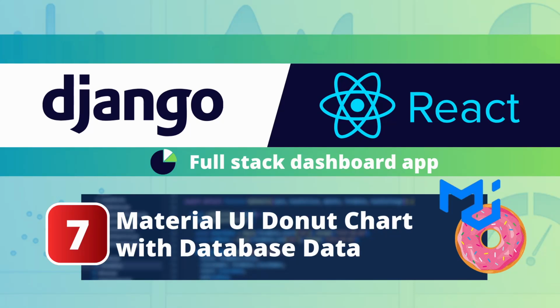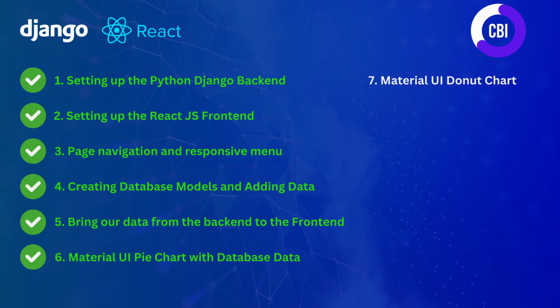In this tutorial series we're creating a Django and React dashboard application in which users can see the data of the database displayed in various types of charts. This is not the first video in this series. In fact, we've already done 6 before, in which we've completed the initial setup of Django and React. We've created a nice looking navigation menu and database models and added also some data to our project. And I showed you how to bring data from the backend to the front end and how to visualize it inside of a Material UI pie chart.